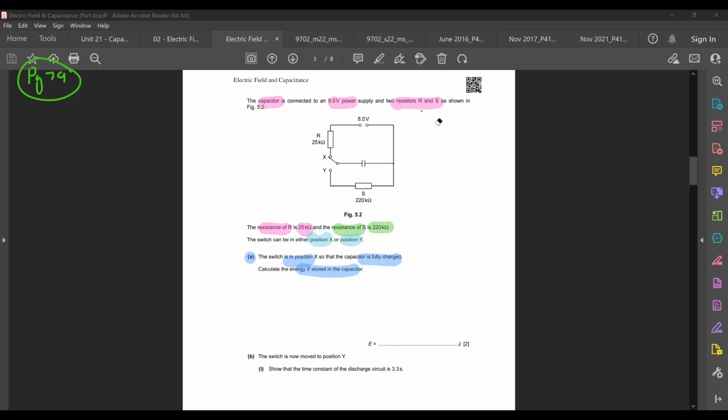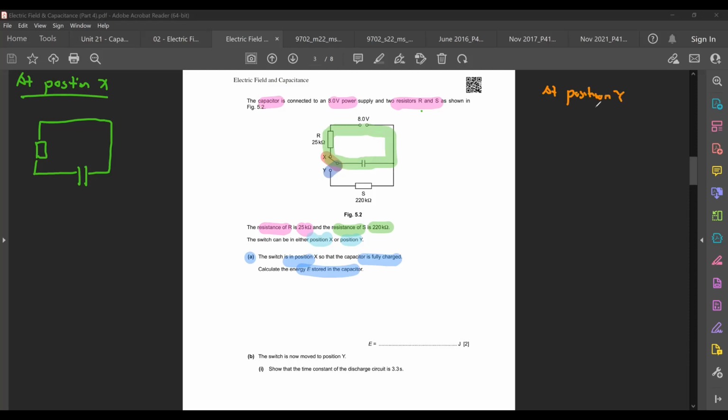Okay, so in your case here, your switch is either in position X or in position Y. So let's just consider your capacitor at position X first. Let me go and write this out. If your switch is at position X, it should be this loop here. So you should be getting something that looks like this. And then when you're talking about position Y, you're talking about this loop here. What you have is something that looks like this now.